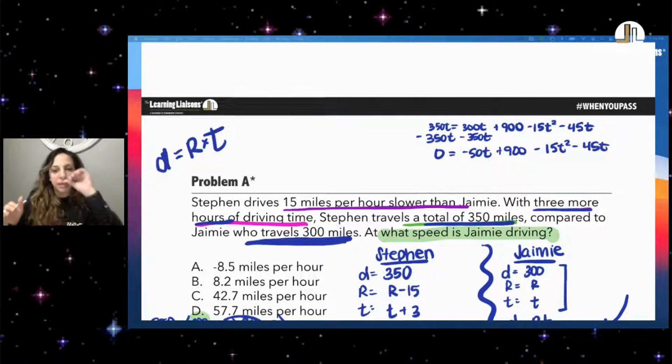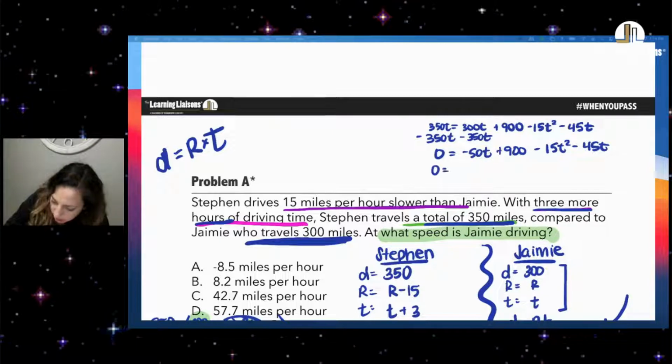Why did I do that? Because I know that this is a quadratic equation. And so by knowing that this is a quadratic equation, I need to get it equal to 0 so that I can factor and solve the quadratic. So now I'm going to simplify this quadratic. 0 equals, combine these two items. Negative 50 minus 45 is going to be negative 95. So I have negative 15t squared minus 95t plus 900.